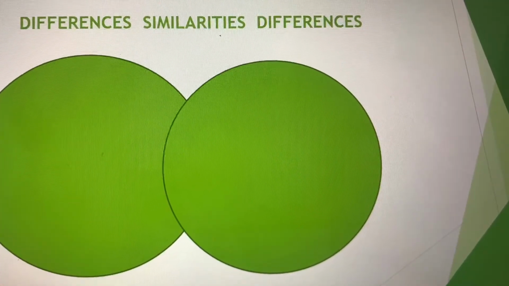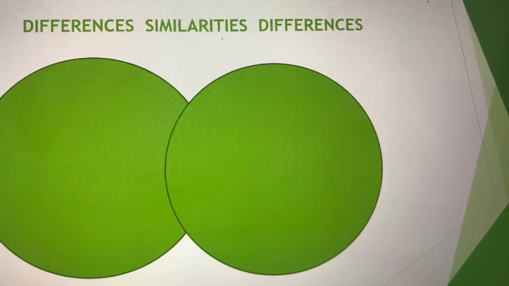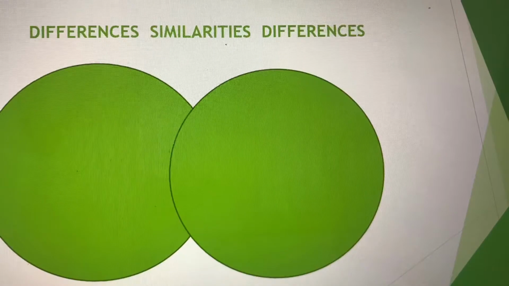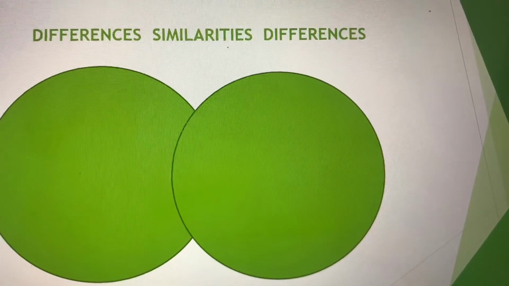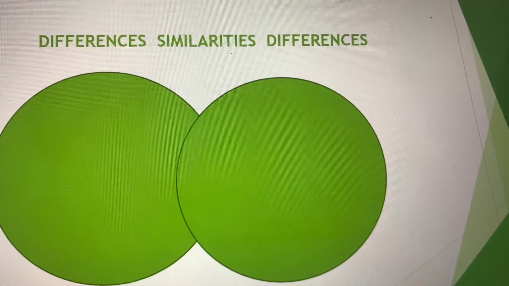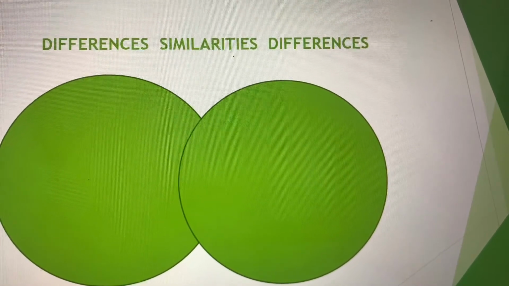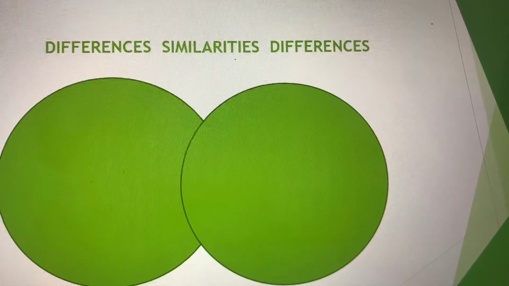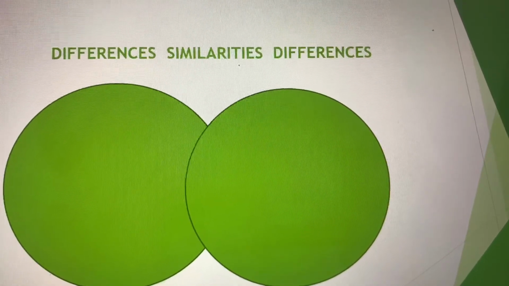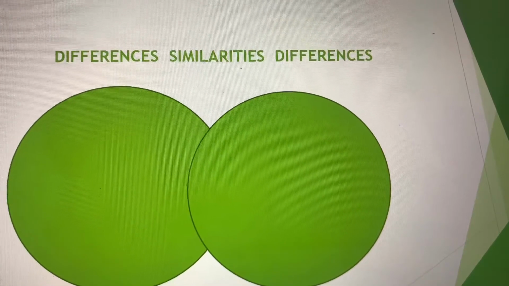And this is the Venn diagram. You can see two overlapping circles here. So on one side of the circle you can write the differences about one thing, and on the other side of the circle, differences about the second thing, and in the center where the circle is overlapping, you can write the similarities about both.